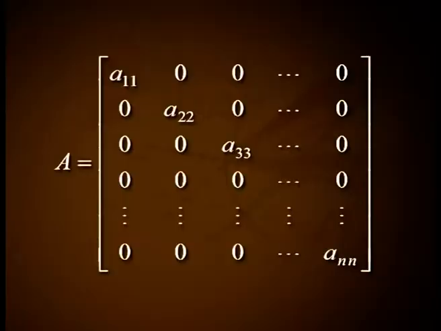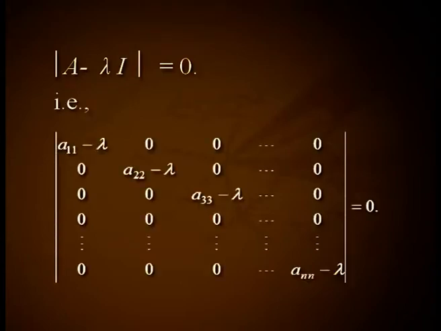Theorem 2: the eigenvalues of a diagonal matrix are the same as its diagonal elements. Proof: let A be the diagonal matrix given by A equals the matrix with diagonal entries a11, a22, a33, ..., ann and zeros elsewhere.